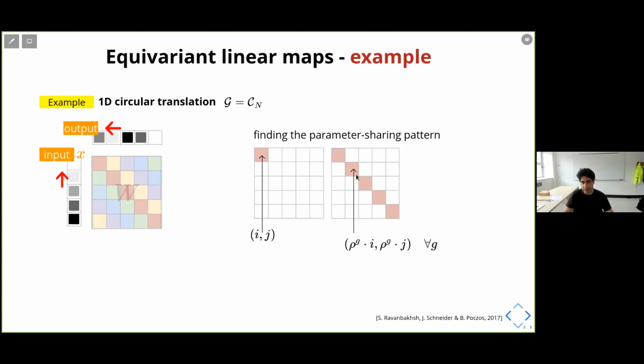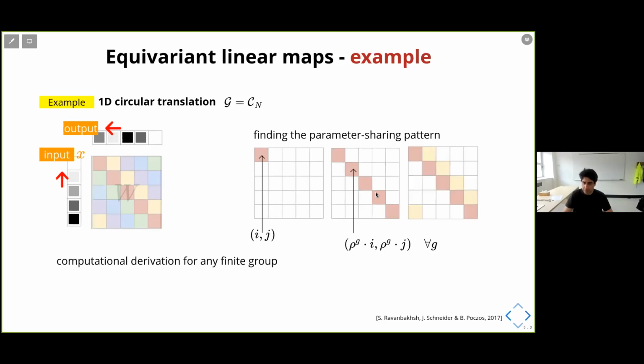So if we translate the input and translate the output at the same time, we're going to create this orbit. And so we're going to tie all the parameters in the same orbit. And we're going to do that again and again. We end up with this parameter sharing matrix.